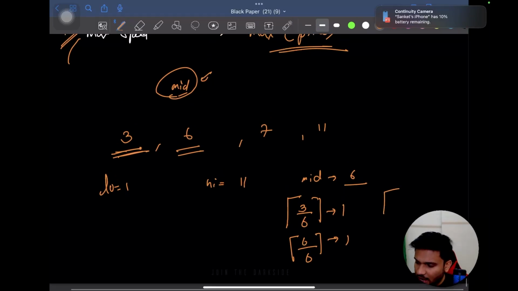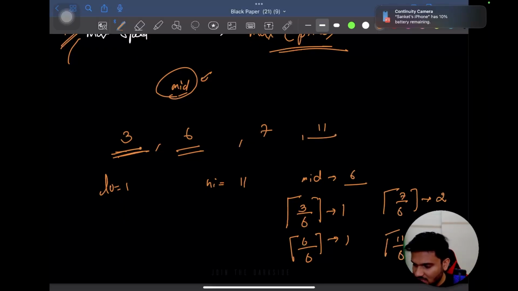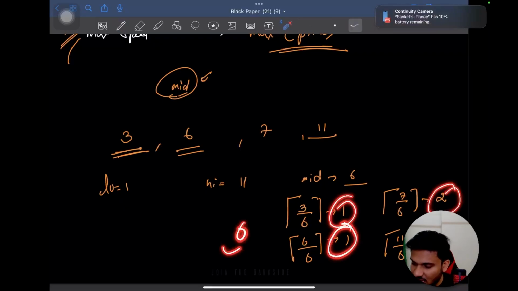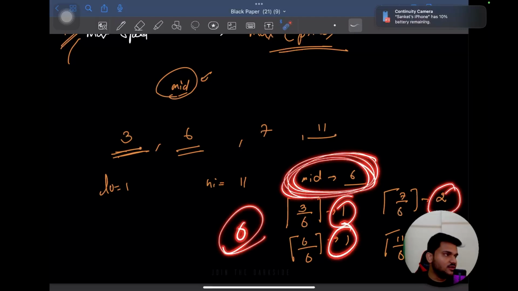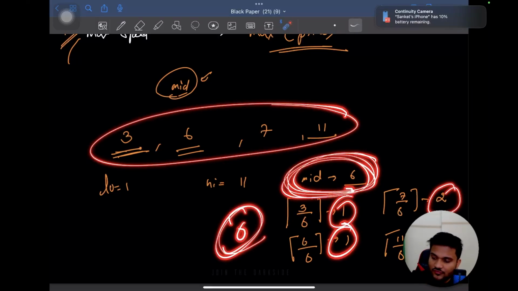How many hours are required to eat 7 bananas? Ceil of 7 by 6, that is 2. How many hours are required to eat 11 bananas? Ceil of 11 by 6, that is also 2. So what is the total number of hours that you need? 2 plus 2, 4, plus 1, 5, plus 1, 6. If your speed is 6 bananas per hour, then in 6 hours you can eat all of these bananas.